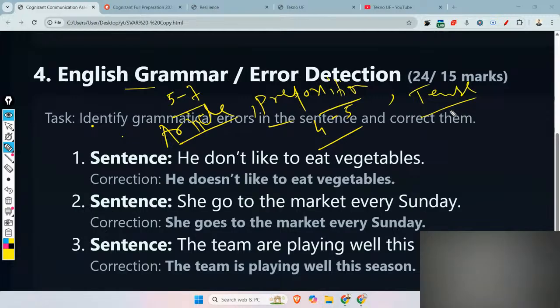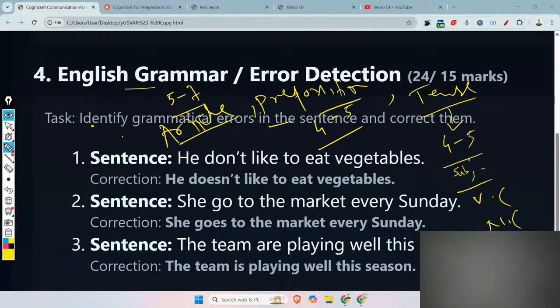Then you can expect tense questions, about 5 to 6 questions from tense. And then there will be some subject verb agreement, and a few voice change and narration change based questions. You can expect all of these, and I have written them according to priority.